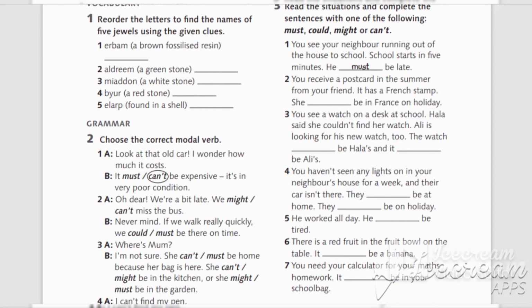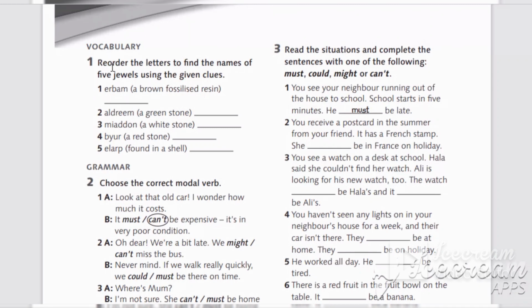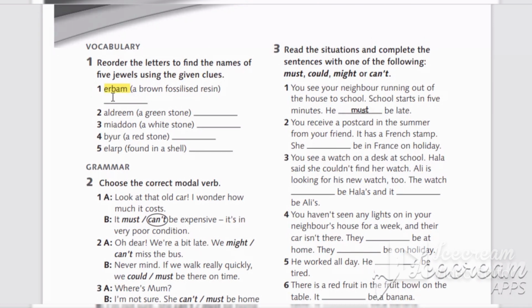Now open your activity book, page number 15. Go to question number 1. This is question number 1, vocabulary. Reorder the letters to find the names of 5 jewels using the given clues. A brown fossilized resin. What is this? The letters of the word, أحرف الكلمة مخربطة. يعني لو ما طلعت على المعنى تقدر تستطيع إنك you can find the answer through what? The letters of the word. What's this? It's amber. Okay, right?